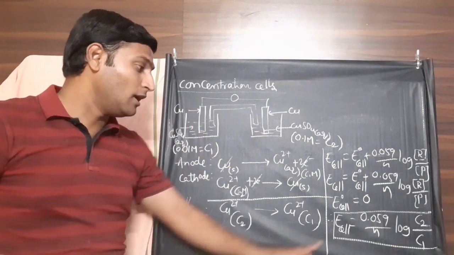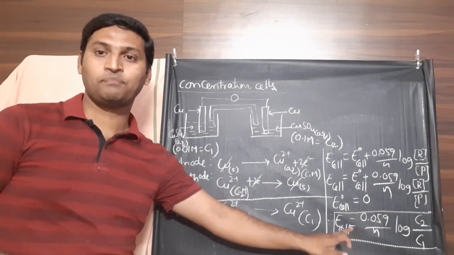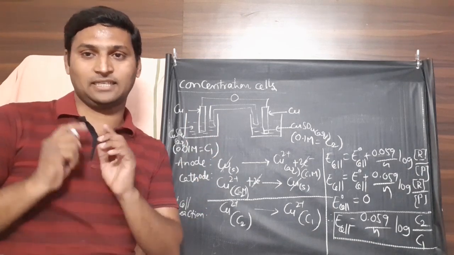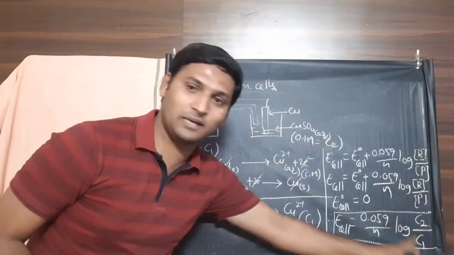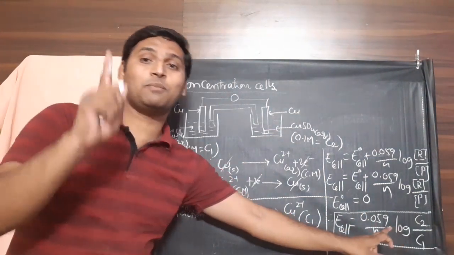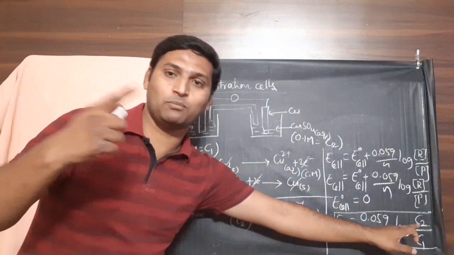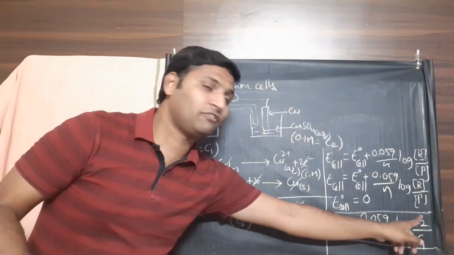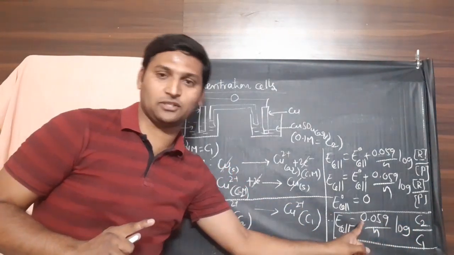Now I am going to give you a mathematical justification using this equation. What is that mathematical justification? You know very well, for a cell to function, the cell potential must be positive. You observe here, E cell is equal to 0.059 by n log C2 by C1. For this value to come positive, the C2 by C1 value must be more than 1, because if C2 by C1 comes more than 1, log of a value more than 1 will be positive. So the overall value comes positive.